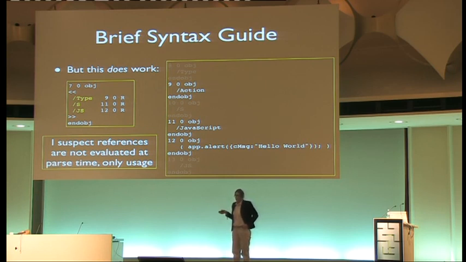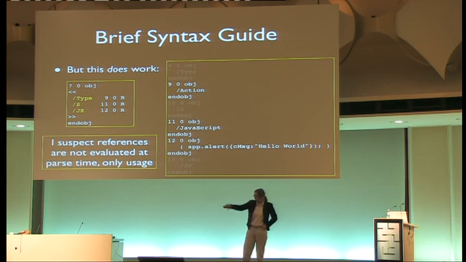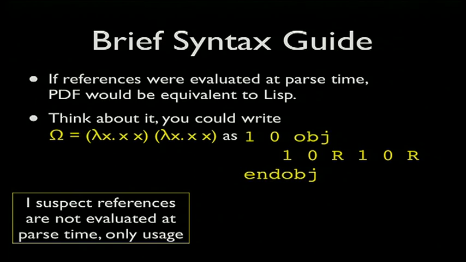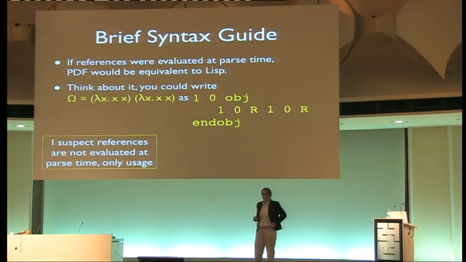Anyway, I haven't actually reversed the actual parser or anything. I'm just feeding it PDFs. But I suspect it does the evaluation when it actually goes to use the object, which is probably a good thing, because if they hadn't, they would have accidentally reinvented Lisp. I haven't tested other PDF readers to see if there are any that actually do the reference evaluation at parse time. If that's the case, then they are Turing complete.